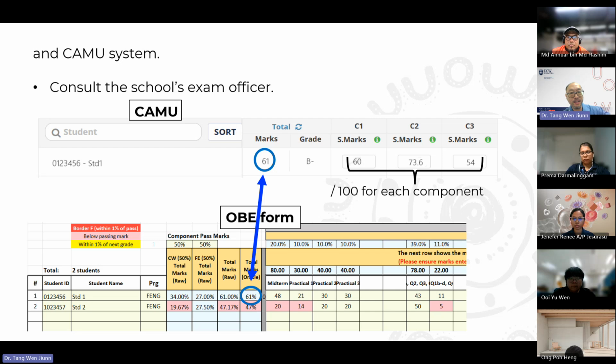So you create the questions, and then once you assess, you grade them, you put into the system, and then complete. Okay, so from here, we can tell the students whether they pass or fail.